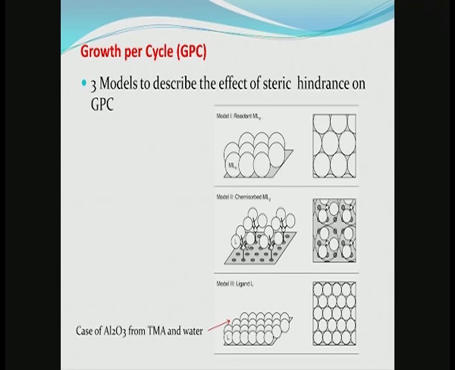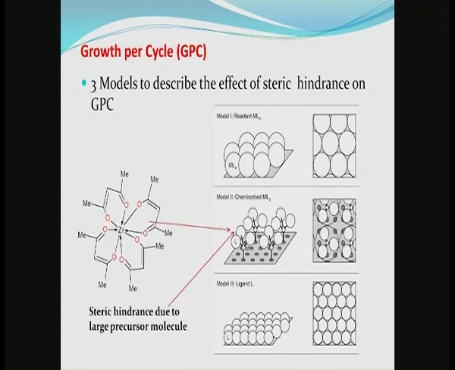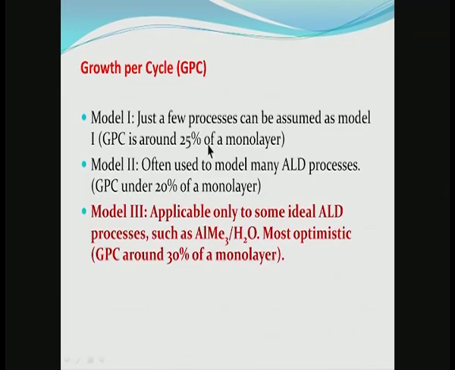Now, as I said, the case of Al2O3 using trimethyl aluminum and water is represented by this kind of a situation where you now have a significant amount of coverage per cycle. Now, the zirconium acetyl acetonate, as I already told you, represents this kind of a case where there is a large amount of void, and therefore, the percentage coverage of the substrate per cycle is bound to be less than in the case of model 3.